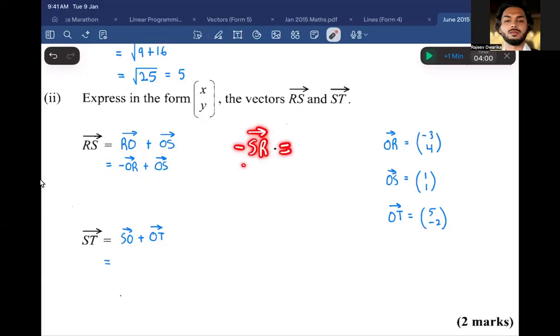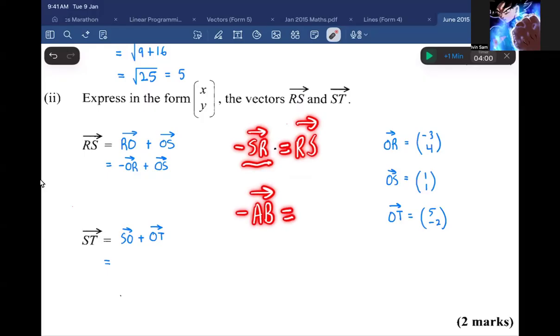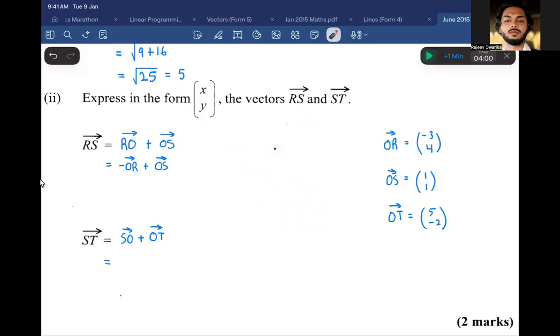So the minus sign would change the direction. If I have minus SR, that would change the direction and make it the opposite. So what is the opposite of S to R? R to S. Yep. If I have negative AB, that would be the same as what vector? B to A. Yep, you're getting it again. If you see a negative sign in front, that just means we change the direction. So negative OR means the same thing as RO.